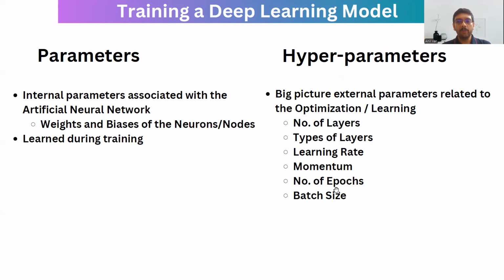Then you have the number of epochs. One epoch is when all the data in the training set has gone through the learning model, right? So that becomes one epoch. Ideally, you want to pass the data through multiple times, or have multiple epochs. And as you do that, the model learns better.